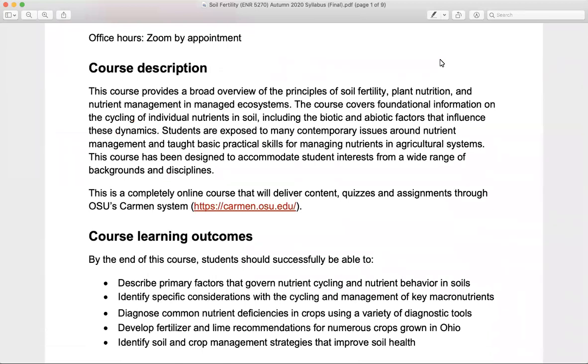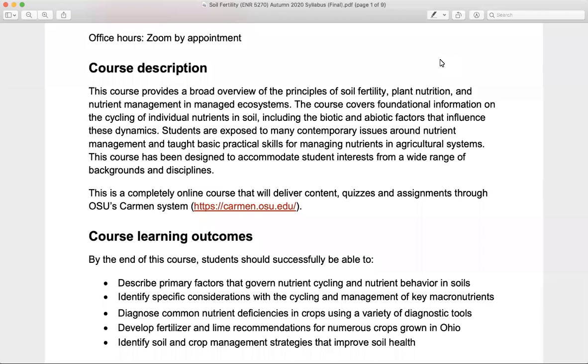As a broad overview, you can read, but this class provides principles of soil fertility, plant nutrition, and nutrient management, mostly in managed ecosystems. The bias here will be agricultural systems, often Ohio specific, but not necessarily. A lot of the work that I do is in specialty crops to some extent, but a large part of what I do is working in field crops or agronomic crops: corn, soybeans, wheat, small grains, pastures or hay crops, essentially alfalfa, et cetera. So we'll talk a lot about those, although not exclusively, of course.